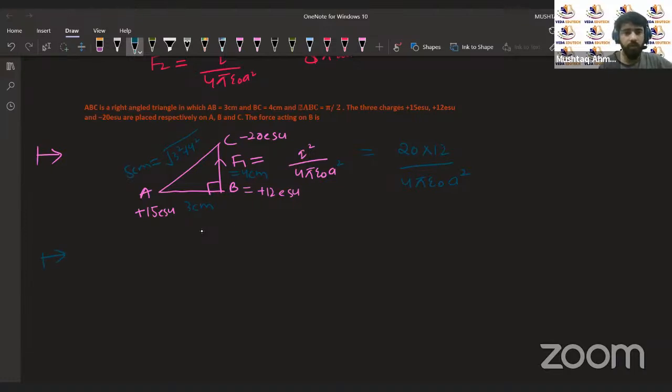Now the force on B because of the charge placed at A will be a repulsive force in this direction. That will once again be given by Q square upon 4 pi epsilon naught A square, that is Q1 Q2 upon 4 pi epsilon naught A square. Q1 is given as 12 and Q2 is given as 15, upon 4 pi epsilon naught A square.